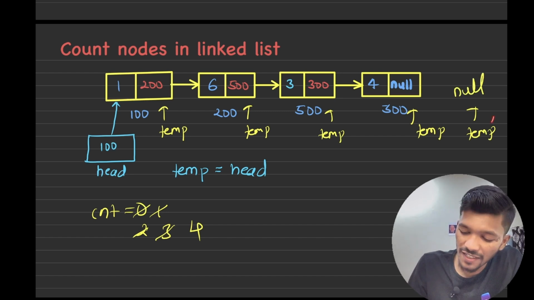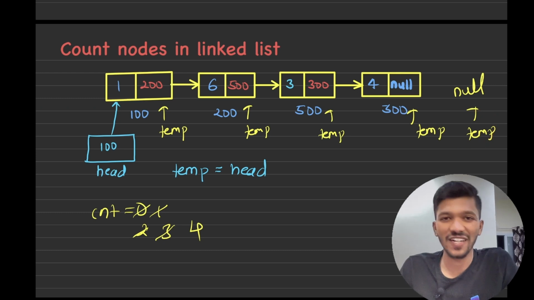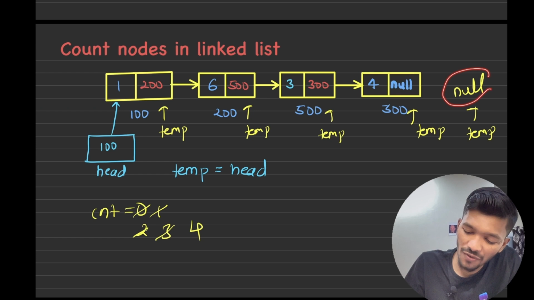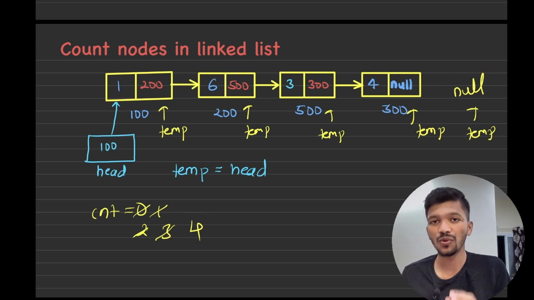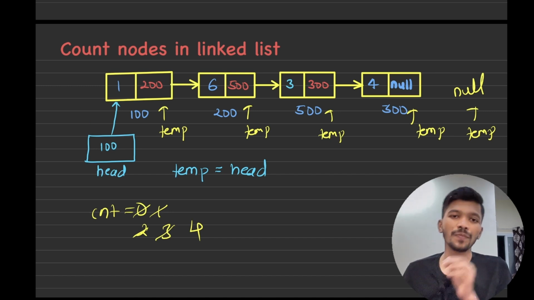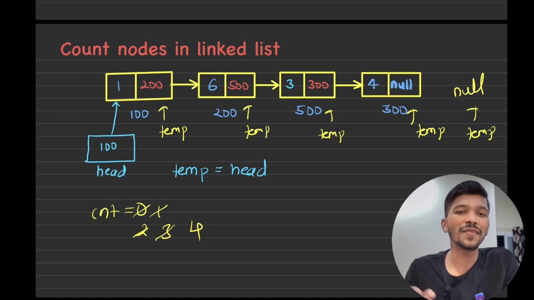And what does null indicate? We have already discussed that null simply indicates that this is the end of our linked list. So we are standing at the end of our linked list, and finally we got 4 as the output, which means the total number of nodes present in our linked list. Now let's check out how we can move our temp from one node to another node and at the same time how we can count.